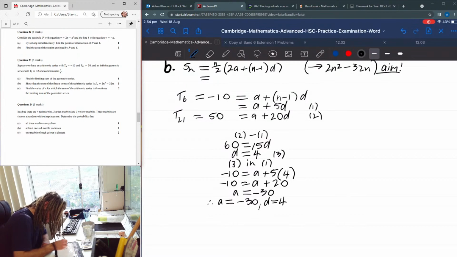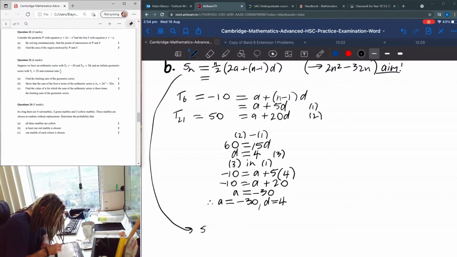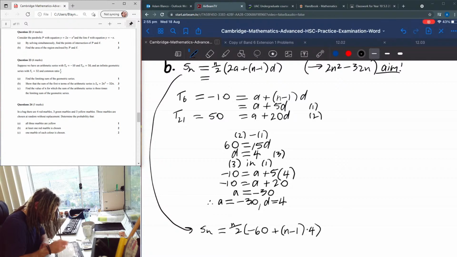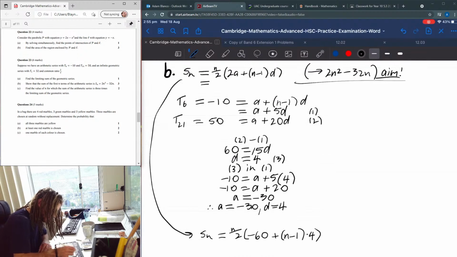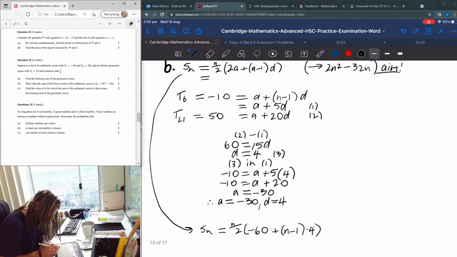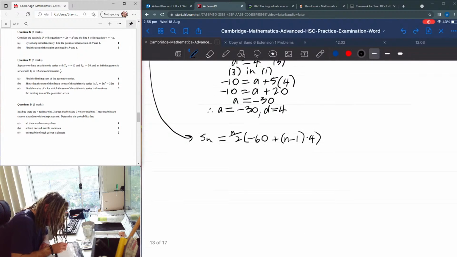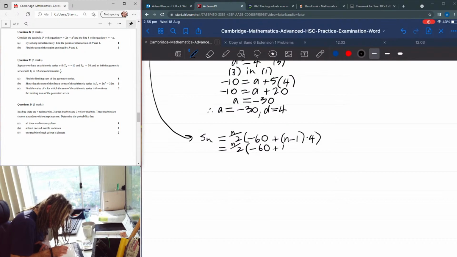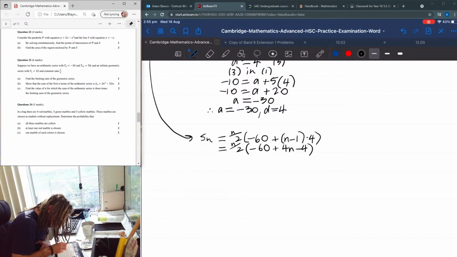So going back to this, I've got Sn equals n on 2 times (2a, which is minus 60, plus (n minus 1) times 4). Okay, let's keep going with this. N on 2, that's minus 60 plus 4n minus 4. And on 2, minus 60 minus 4 is minus 64 plus 4n.